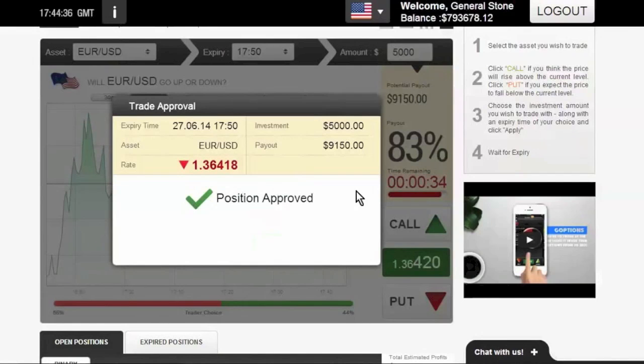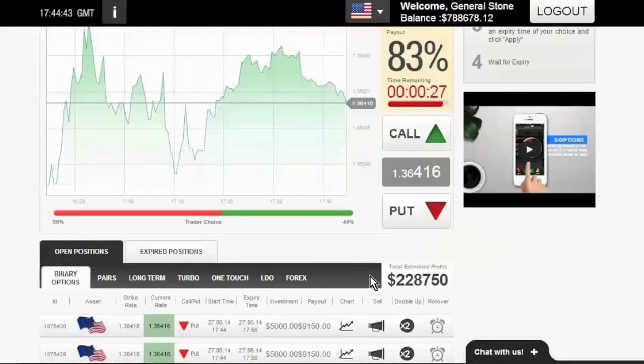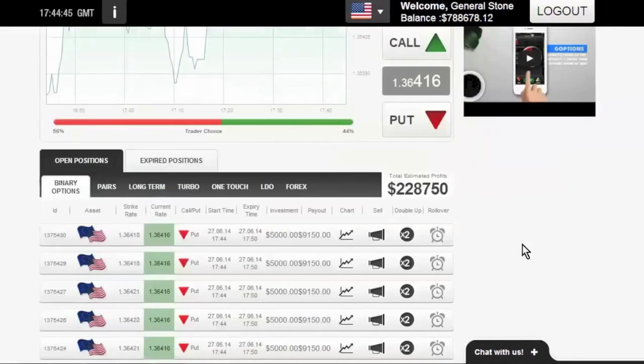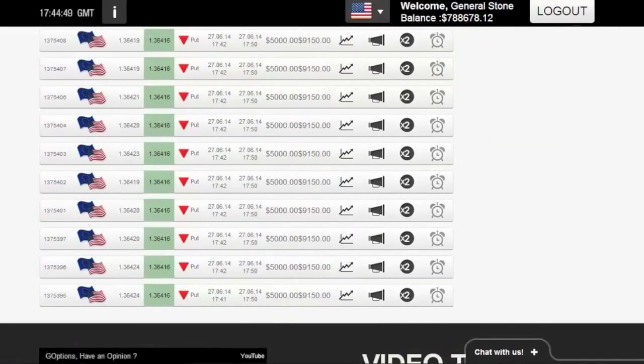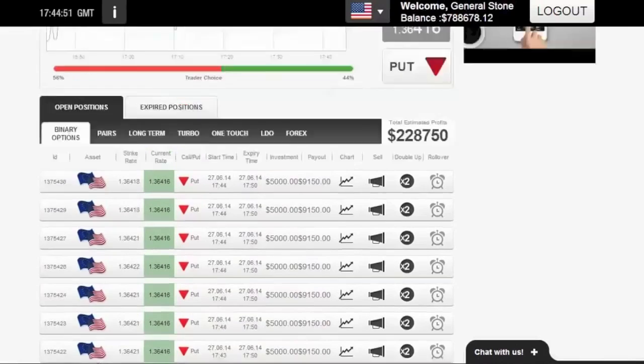I'll take that last trade there, 420. I'll take that as much as I can, 418 as it skips around. And now you can see, look at that, all of my open trades are in the green. So let's go back to the chart.